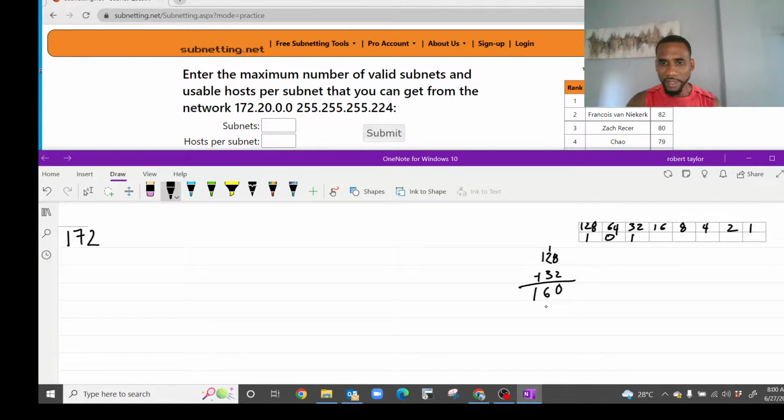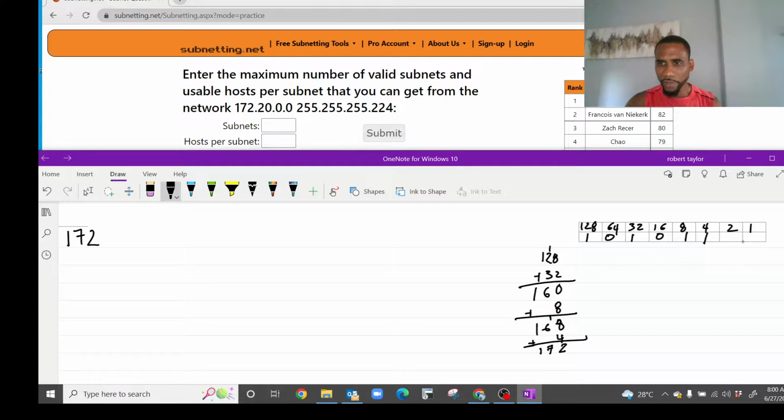What about the 16? If I add the 16 to the 160, I get 176. That is more than the 172, so I can't use the 16. You guessed it, I'm going to put a 0 here. What about the 8? If I add the 8, I get 168. So yes, I can take the 8. What about the 4? That gives 172. So voila, we are at 172.